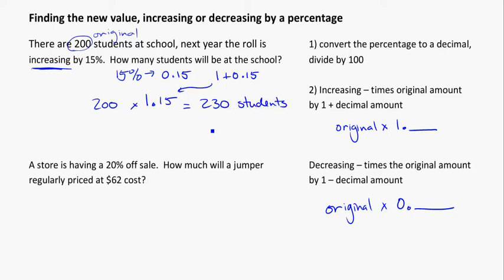And as a habit, it's a good idea to stop and double check our answer. Does it make sense? 230 students is more than the original 200 students, and we've increased, so this makes sense. We've gone from 200 to 230 students.